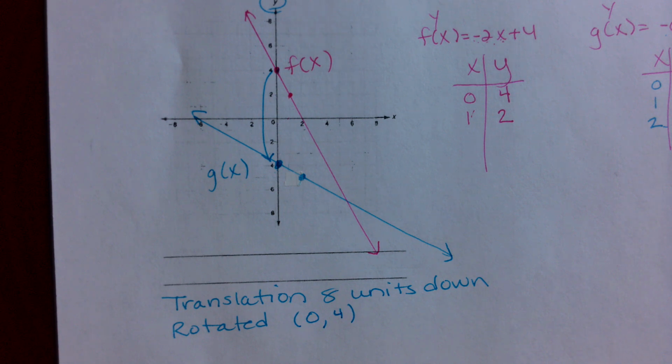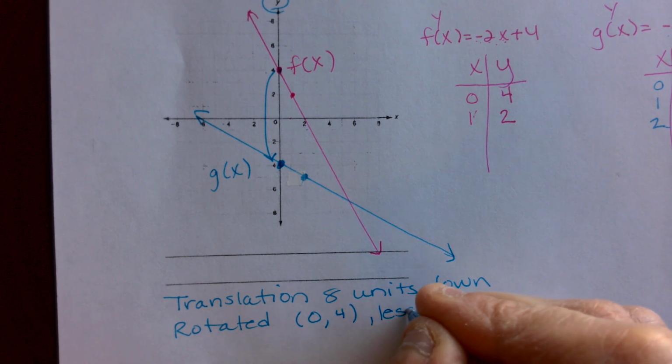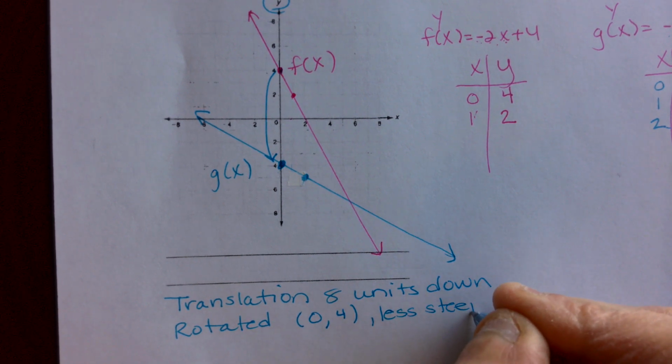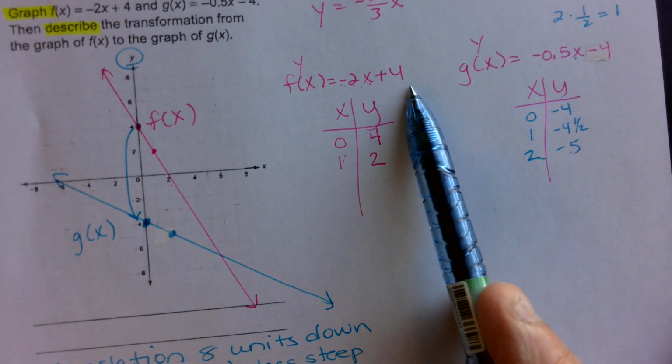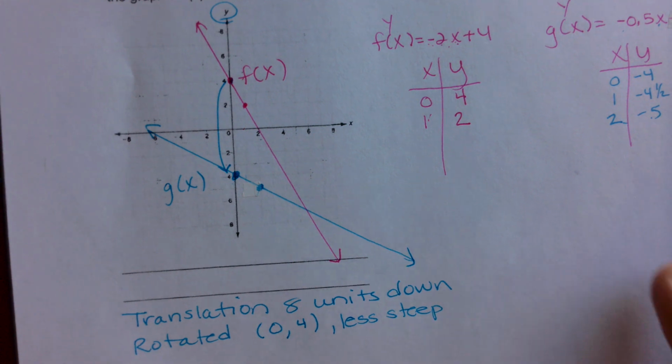And you can also tell me more if you want. Did it get more steep or less steep? Looks to me like it got less steep. You can tell that as well from the slope. The slope went from 2 to 1/2. I remember the higher the absolute value of the slope, the more steep it is. And that's it.